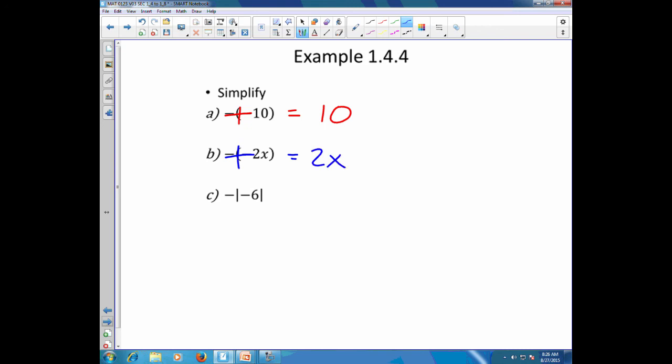Now, the last one's just a little bit different because instead of parentheses, we have an absolute value. And the absolute value of negative 6 is just positive 6. And we still have that one negative in front. And so that one still winds up being negative 6. So there's a difference between what you would do with parentheses and what you would do with an absolute value. Remember, an absolute value will always make the number positive.